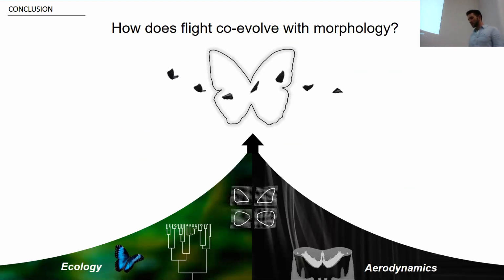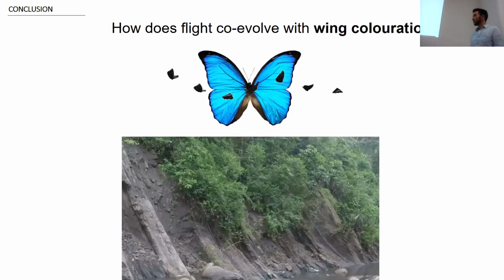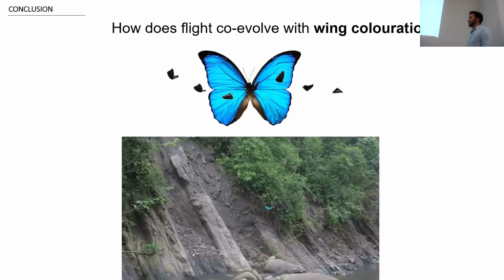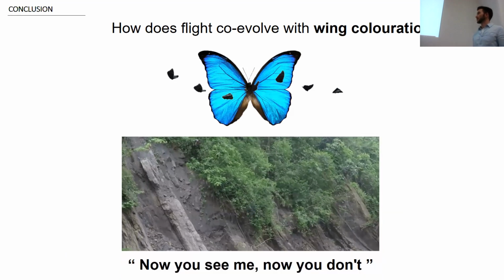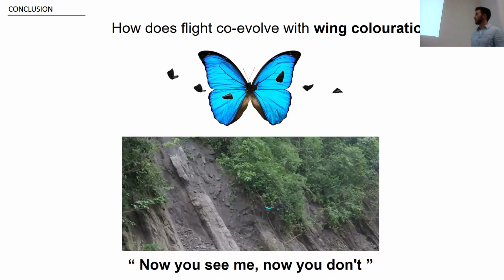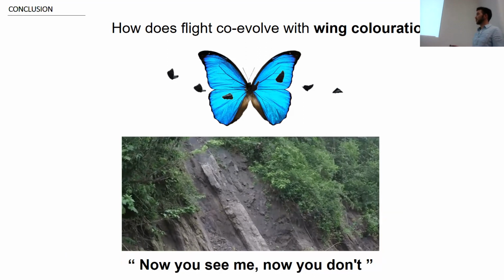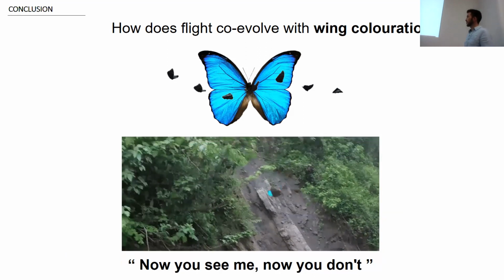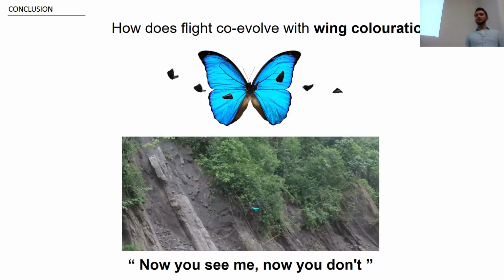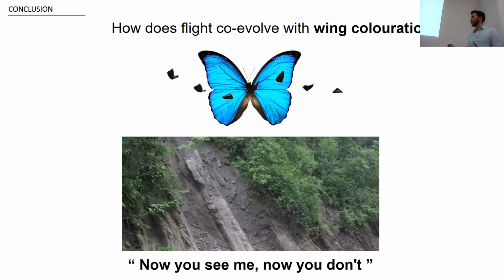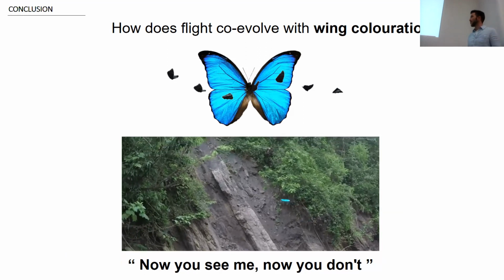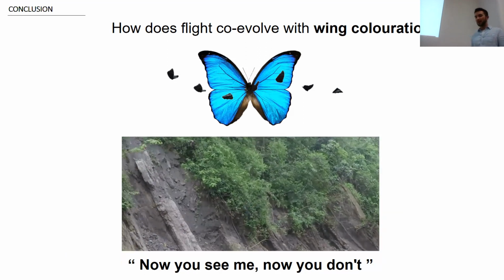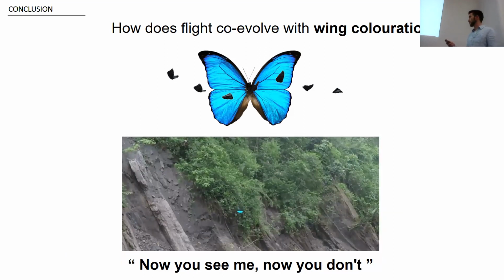And I'd like to end with what is for me one of the most appealing perspectives of my work, those blue flashes appearing and disappearing when Morpho are flying. I would love to investigate whether and how this enables more successful escape from predators. And I think this phenomenon we see in Morpho nicely shows how flight evolves jointly with many traits and how these traits can be shaped by various selective pressures.